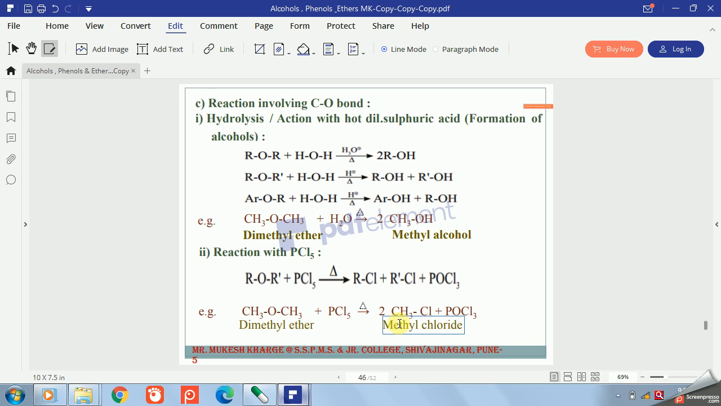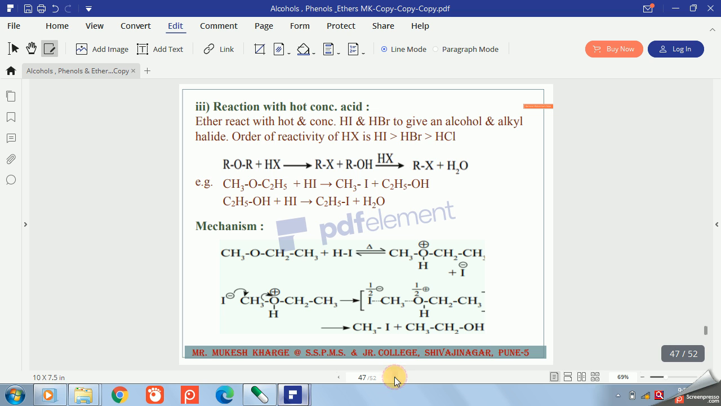Now the next reaction is the reaction with hot and concentrated acid. When ether reacts with hot and concentrated hydroiodic acid or hydrogen bromide, it gives an alcohol and alkyl halide. So what is the order of reactivity of those hydrogen halides? HI is more reactive than HBr.